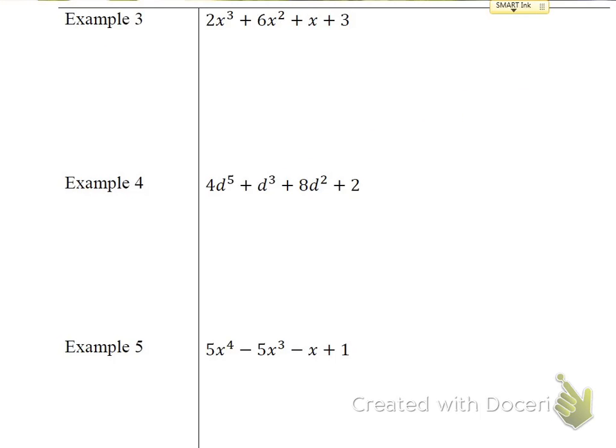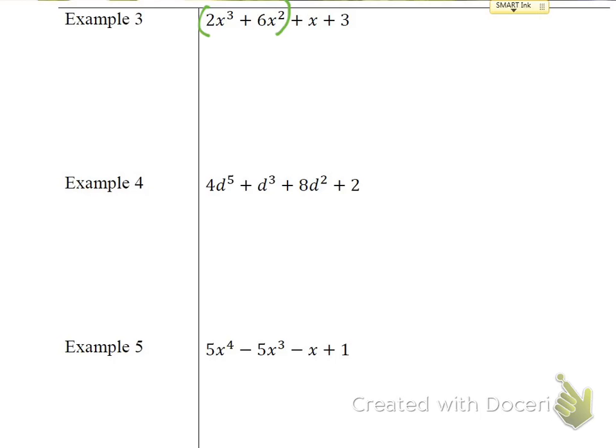All right, example 3. We have 2x to the third plus 6x squared plus x plus 3. This is what a problem will actually look like starting from the very beginning. Okay, so we are going to be starting from the very beginning on this problem. So first step is to group the first 2 terms. So you're going to group 2x to the third and 6x squared.